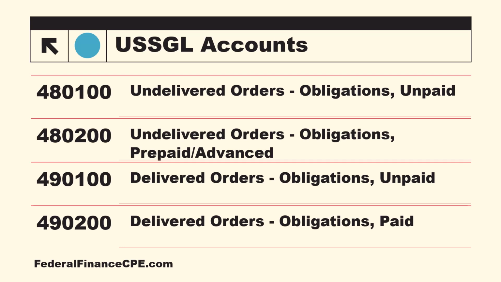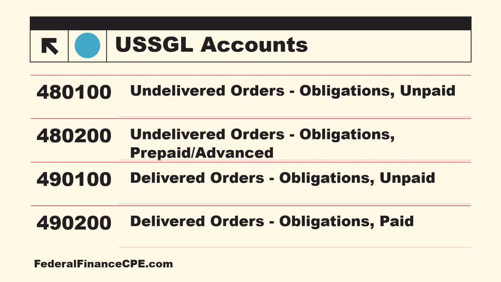Let's get familiar with those 4 key U.S. Standard General Ledger accounts we use to track obligations. These accounts work together like a matrix to tell us a full story of our obligations. First, we have account 480100, undelivered orders, obligations, unpaid. Think of this as tracking promises where we're still waiting for delivery and payment. For example, when you sign that contract for training services, this is where that obligation lives. There isn't a proprietary entry with this because no activity or payments have occurred.